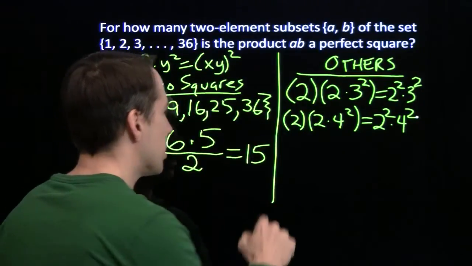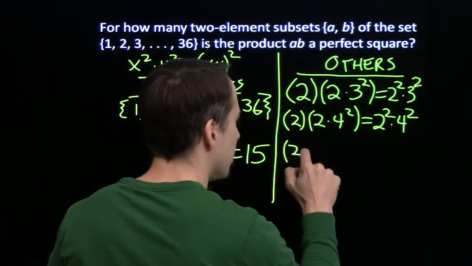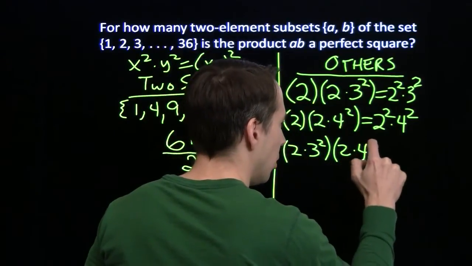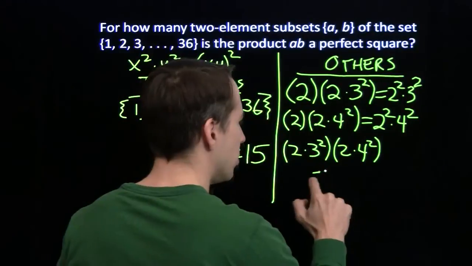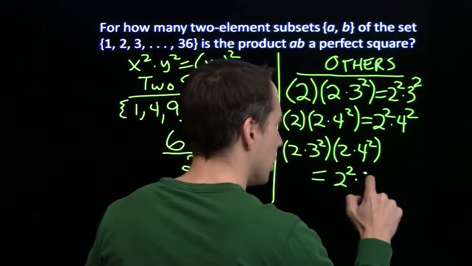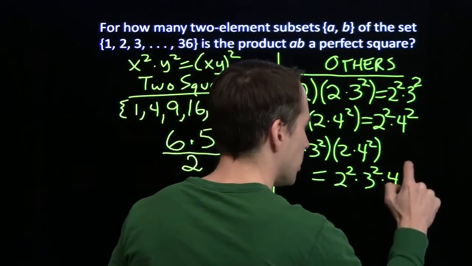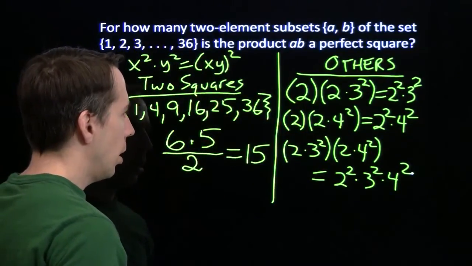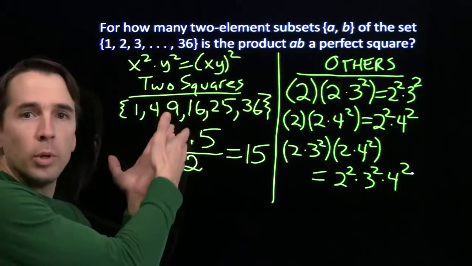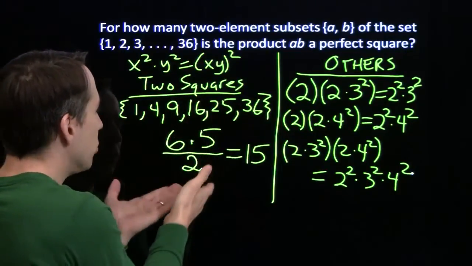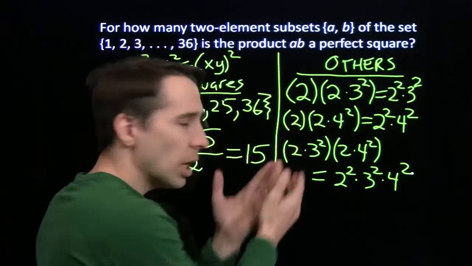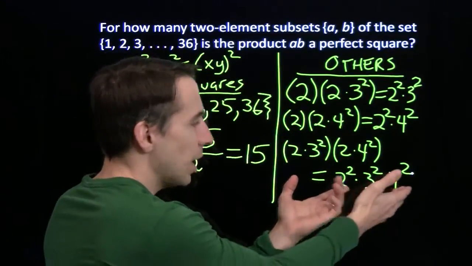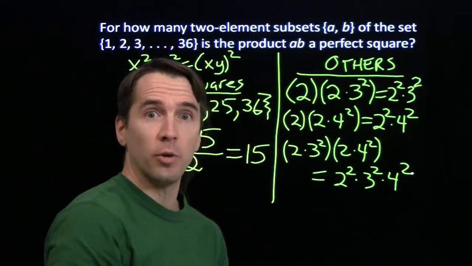But, oh, now wait a second. You can kind of mix and match these things. 2 times 3 squared times 2 times 4 squared. If I multiply those two together, I'm going to get 2 squared times 3 squared times 4 squared. And this is basically just like what we were doing here. We multiply 2 squares, we get a perfect square. We have 2 times some square times 2 times another square. We're going to get 2 squared times each of those other squares. We're going to get another perfect square.